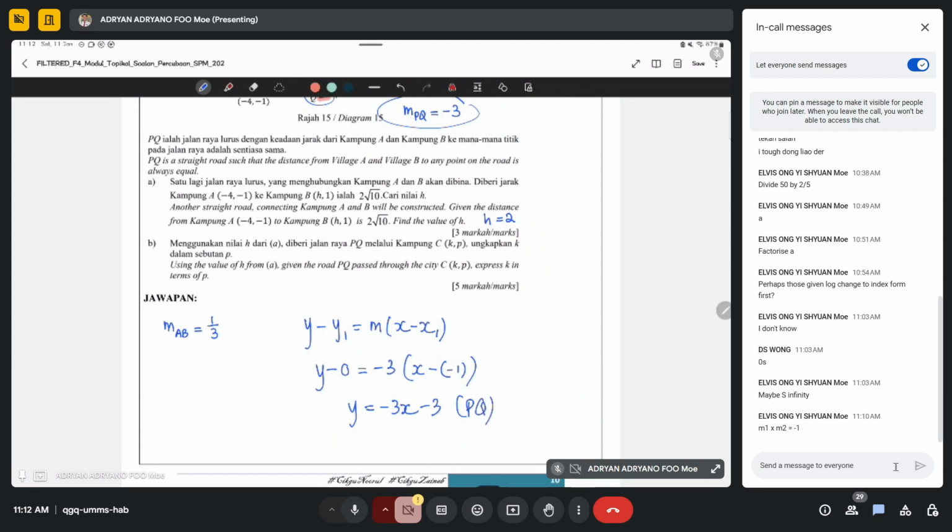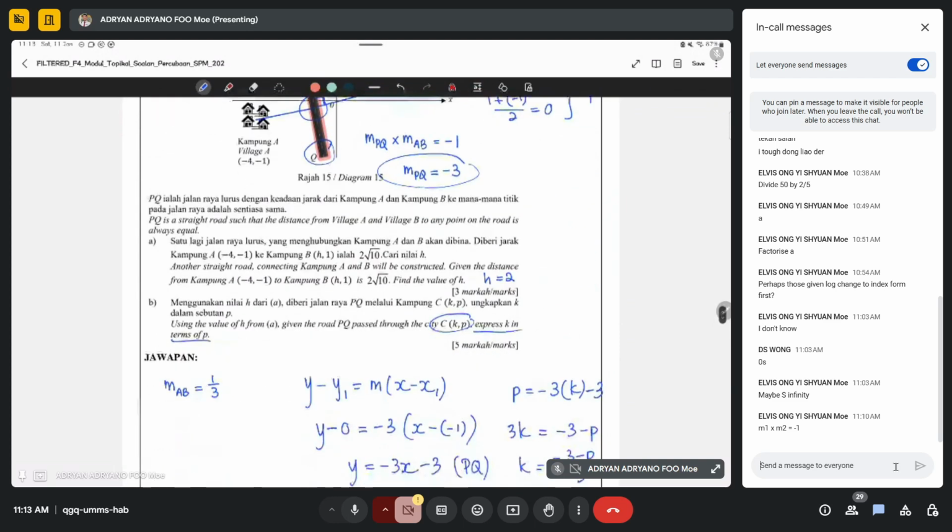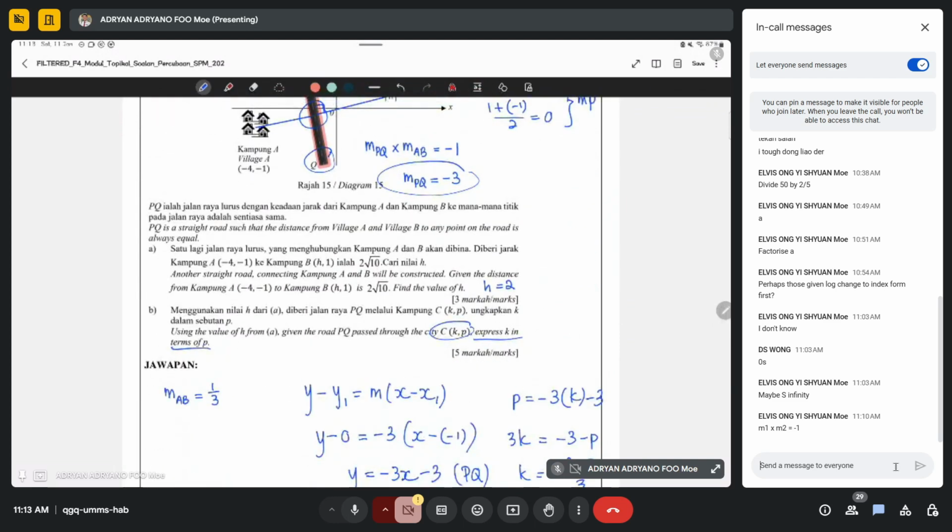可是这个只是 PQ 的 equation，我们要把 (k, p) substitute 进来，因为我们要 express k in terms of p。所以 y 是 p，p = -3k - 3，我们要 k in terms of p，so 3k equal -3 minus p，k 等于 (-3 - p) over 3. This is your answer.